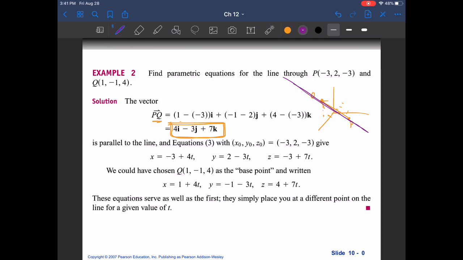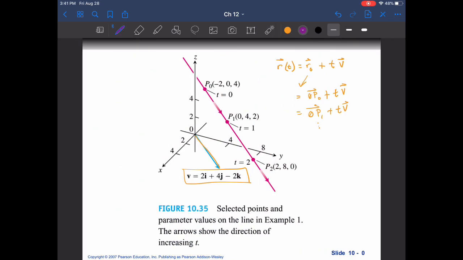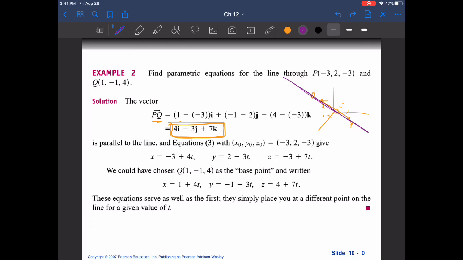So which point do you pick? Just like I was talking about back here, it doesn't matter which one you pick. You could pick this one, or this one, or any other point that you know is on the line, and the answers will look different, but they will be equivalent. So you look here, and they did it with point P. So this was point P right there. Over here, they did it with point Q. And so you get 2 different things.